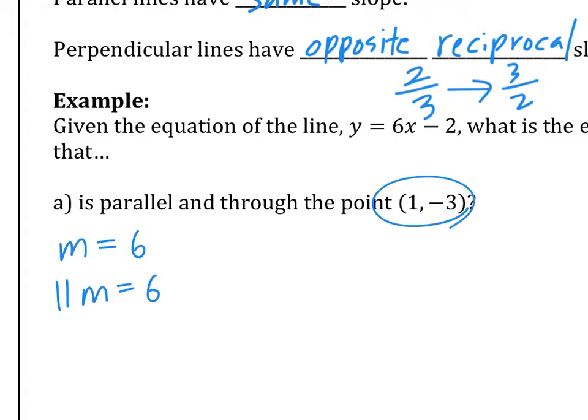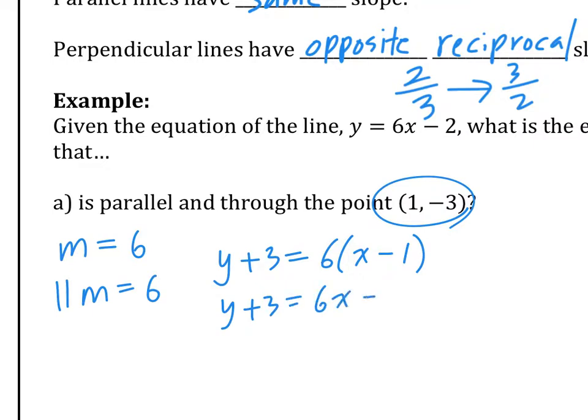Okay, you can start with any form you want. I like the point slope form, so I'm going to do y minus y1 equals slope times x minus x1. So that is y plus 3 equals 6 times x minus 1. So that is y equals 6x minus 9.